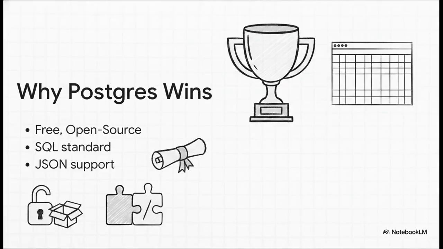And this brilliantly illustrates why Postgres is the industry darling. It's totally free, it's open source, and it sticks really tightly to the SQL standard. But the absolute clincher is its unmatched JSON and JSONB support. This means Postgres actually gives you the flexible, dynamic NoSQL superpowers of a document database right inside a strictly enforced, highly secure relational system. It's literally the best of both worlds.